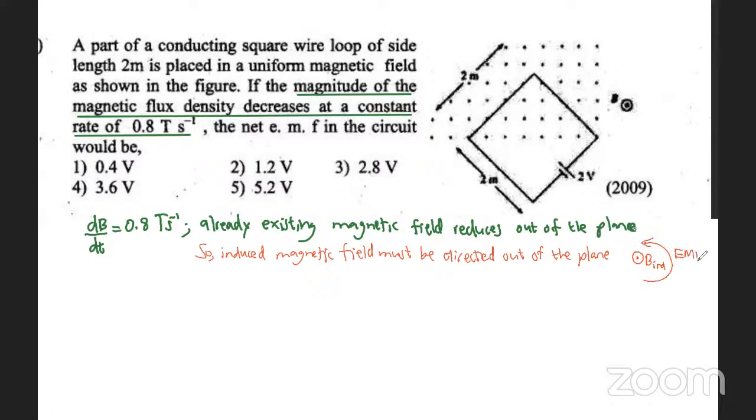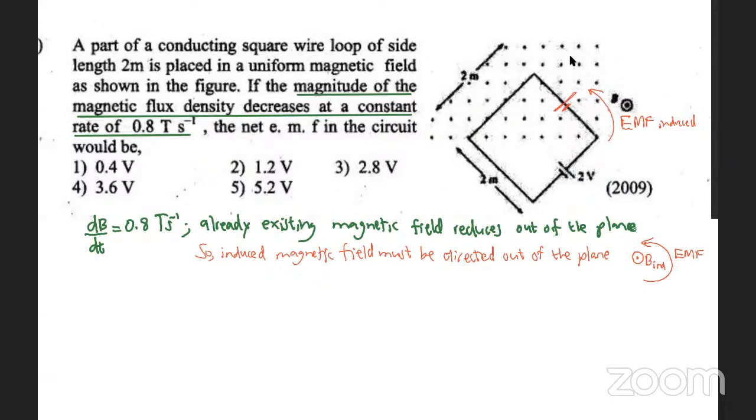EMF counterclockwise. So here the induced EMF will be counterclockwise. I'll put it here. If I put it as a battery here, counterclockwise, it's like now there will be a new battery here in this direction. Then we'll find the magnitude of that induced EMF.